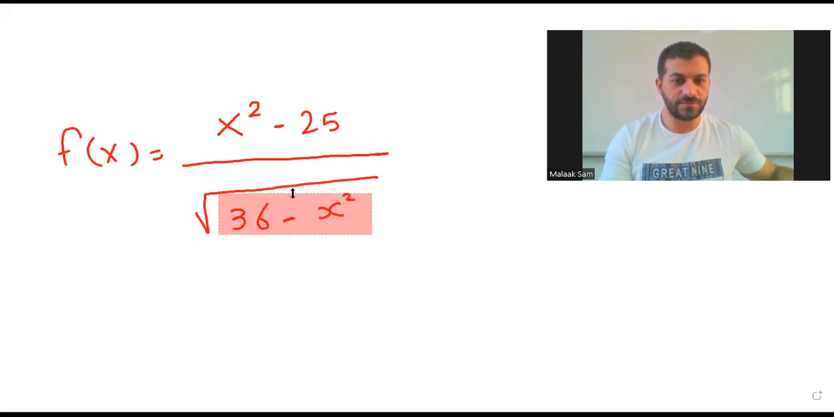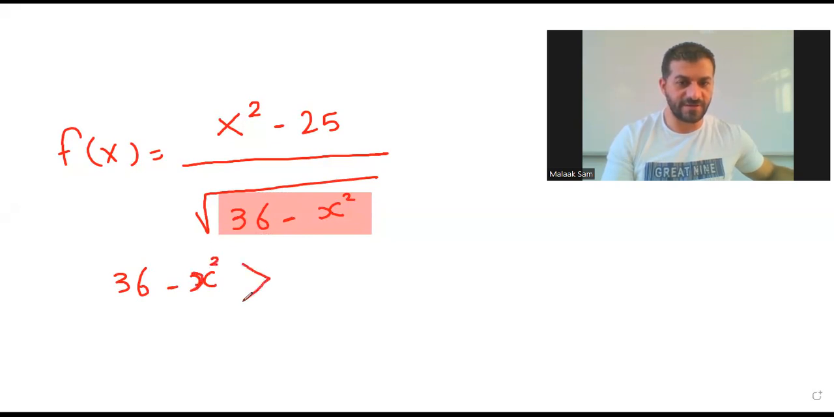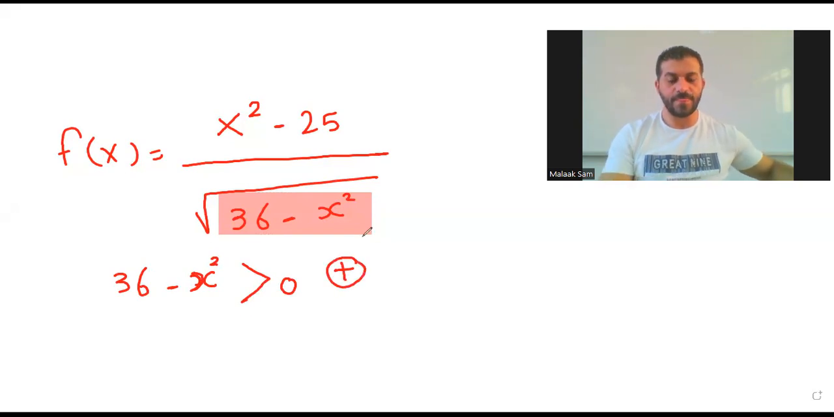So 36 minus x squared must be greater than 0 only. Positive values only. And why again positive values only? Because the square root is written down in the denominator. And when we have a square root in the denominator, what is written inside the square root must be greater than 0.